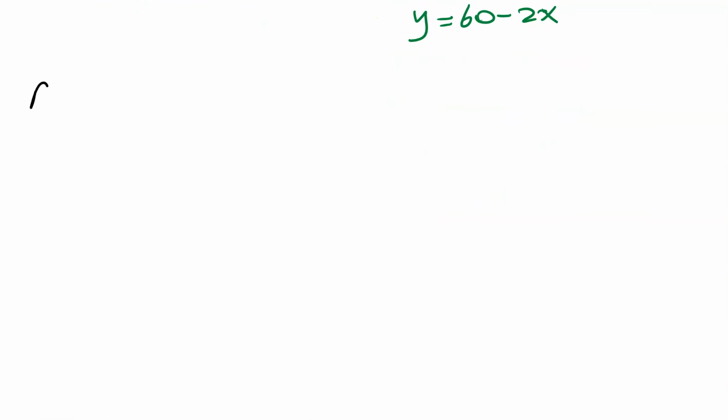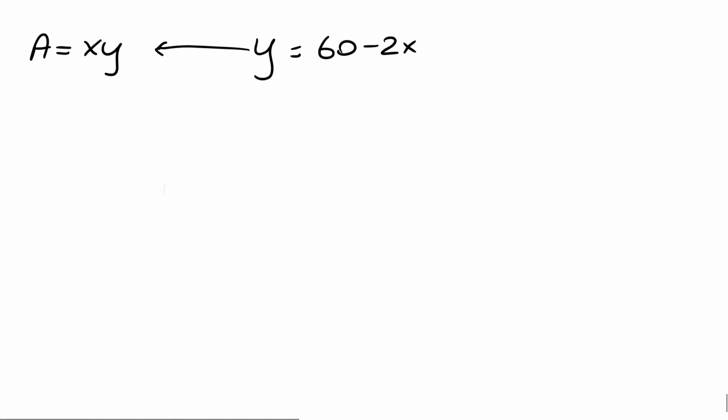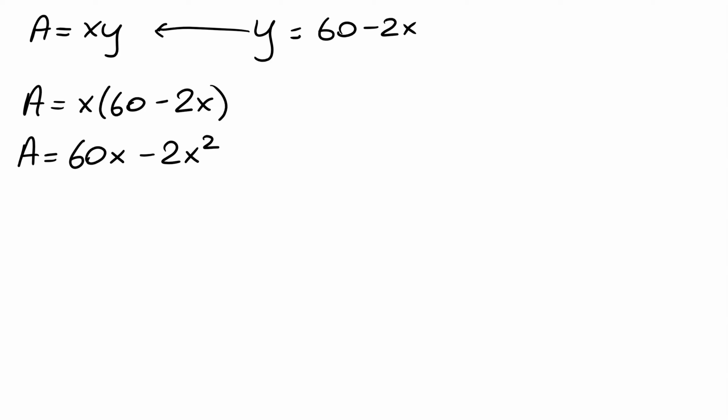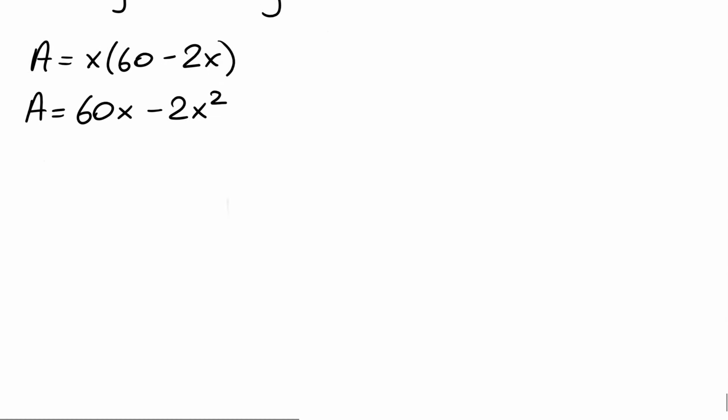Remember, area is equal to x times y, and we have y equal to 60 minus 2x. This is our perimeter. I'll substitute that in for y over there. So we get area is equal to x multiplied by 60 minus 2x. Now I can expand this out, so we get 60x minus 2x squared. Now we've got a function for area. Remember, we wanted to find the maximum possible area, so we have to differentiate this function because we're applying some calculus methods.